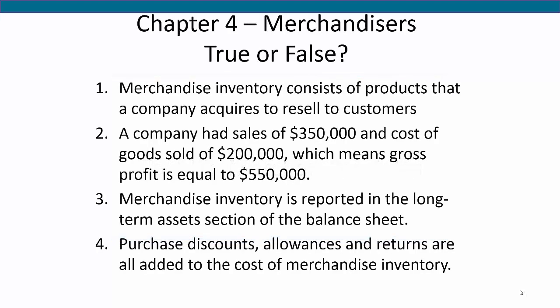Merchandise inventory consists of products that a company acquires to resell to a customer. True or false? Number 1. Number 2, a company had sales of $350,000 and cost of goods sold of $200,000, which means gross profit is equal to $550,000. Number 3, merchandise inventory is reported in the long-term assets section of the balance sheet. Number 4, purchase discounts, allowances, and returns are all added to the cost of merchandise inventory.